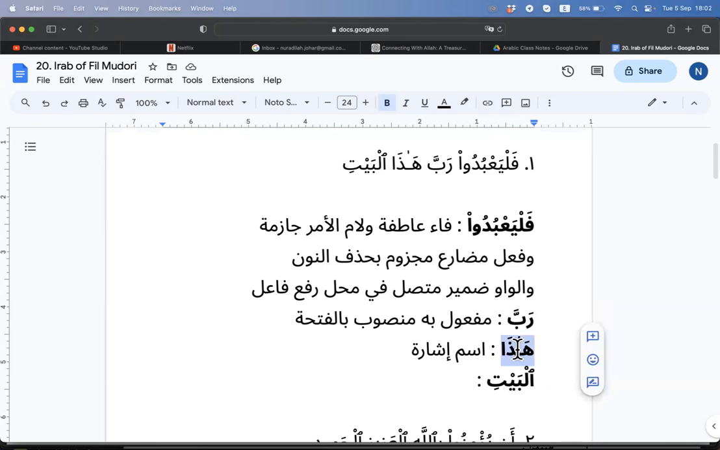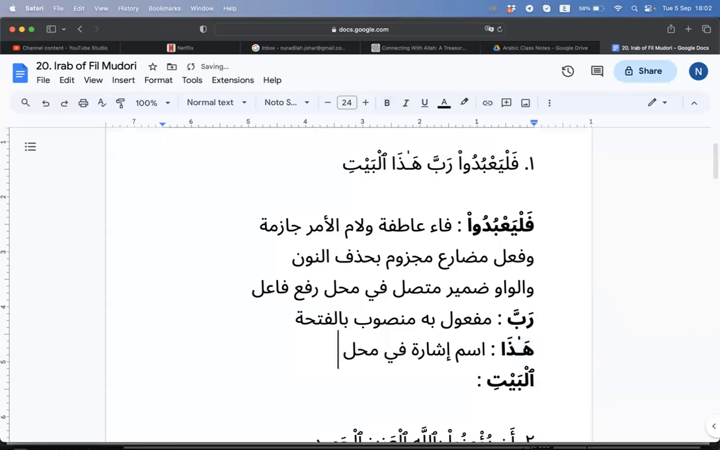So it's mudaf and mudaf ilayhi. Where's the mudaf? Rabba is the mudaf. Hadha is the mudaf ilayhi. So that's why this is jar. This is the clue, but not the reason why it's jar. The reason is that it's a mudaf ilayhi, just that you cannot see that it's jar there. This one is following this, not this following this. You understand? Yes.